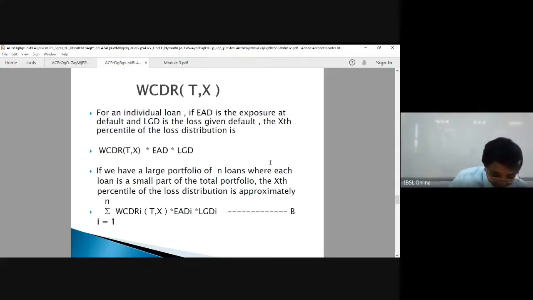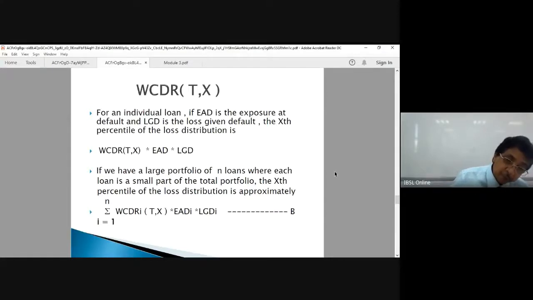These are the conditions at which we arrive at credit value at risk. I will come back to you again. Now it is like this. Now you have the worst case default rate for individual loans, and you have EADs for all individual loans and LGDs for each individual loan.